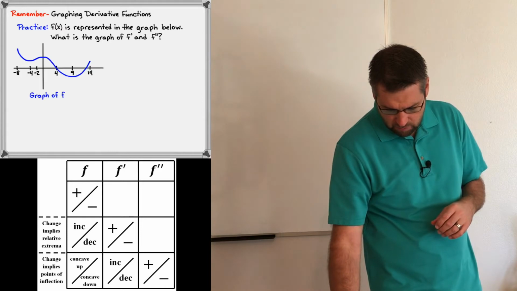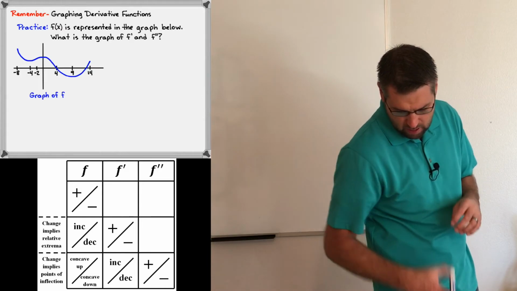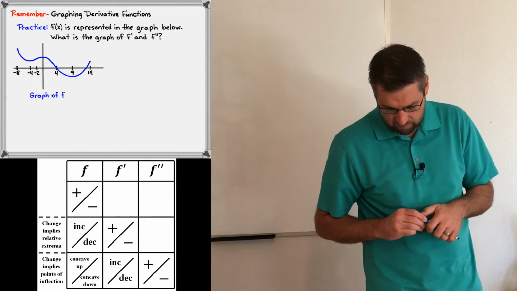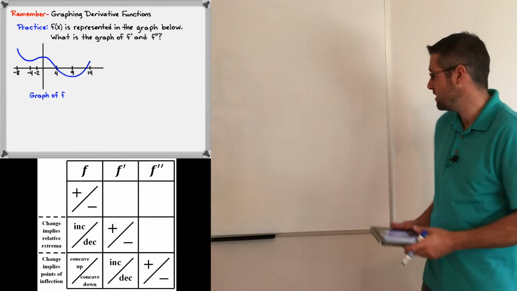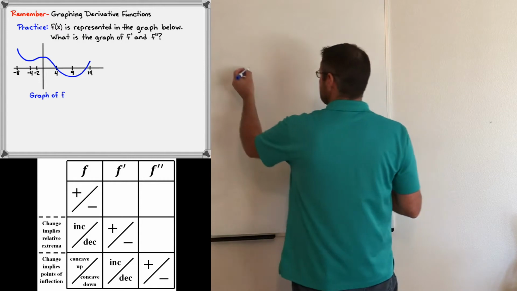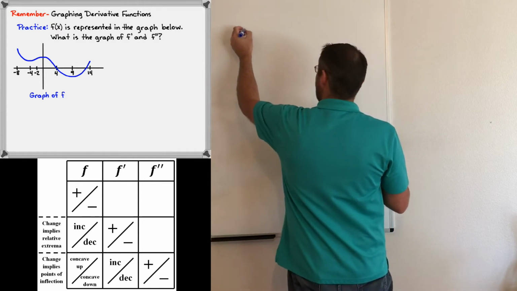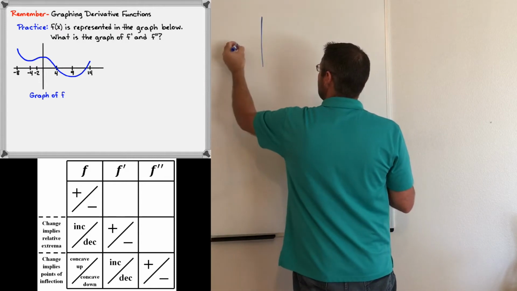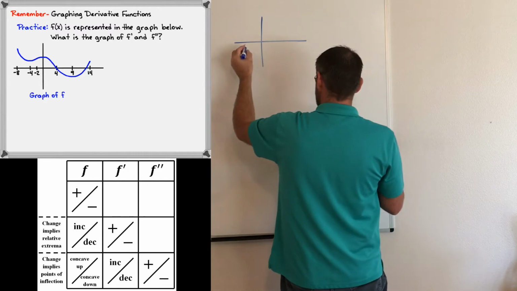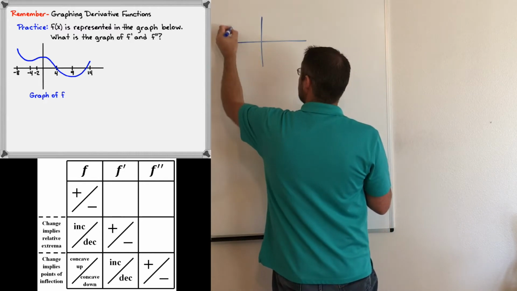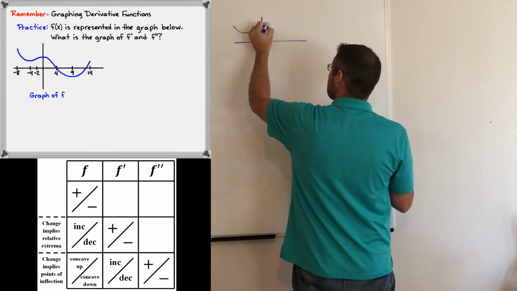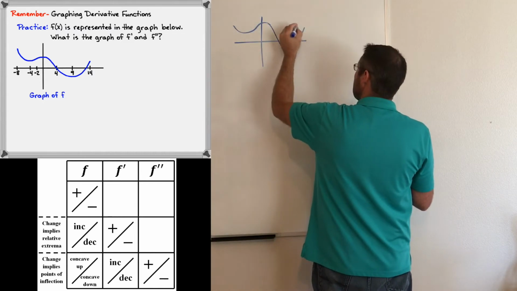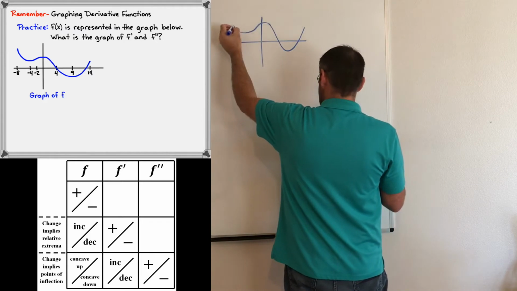So the first thing we want to look at is the graph of f. And we want to graph f prime and f double prime. Now we've had plenty of practice with this idea in the past, but let's go ahead and take a look at this graph of f. And you can see in the lesson to the left there a probably better graph of what this looks like. We have something that looks like this.